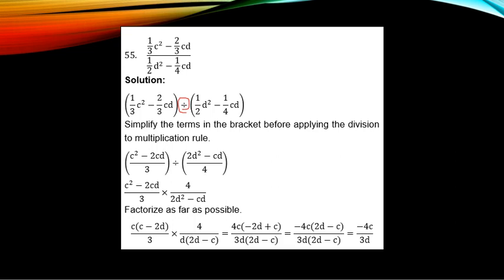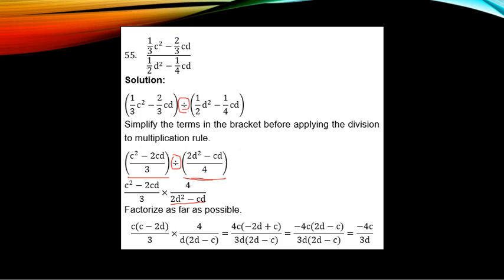So if you express that, you have c squared minus 2cd over 3 divided by the denominator. The LCM of 2 and 4 is 4. So divide 4 by 2, you have 2. 2 times d square, you have 2d square minus. Divide 4 by 4, you have 1 times cd. So you have cd. After that, this sign, we change it to multiplication and invert this fraction.